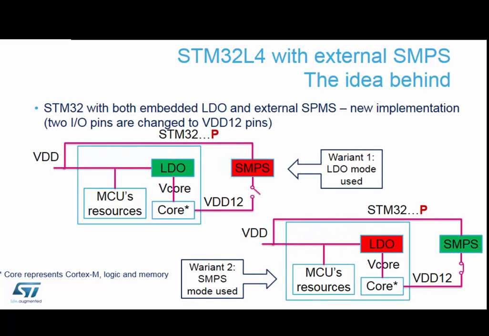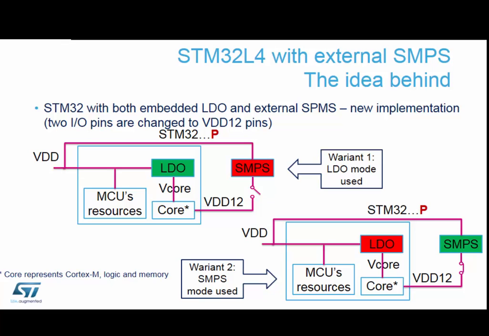So now let's go on and see what the difference is between the standard product and this special P version of the product. You know already that we have two new pins, VDD12, and they can be connected to the SMPS, which is a DC-DC, and the switch as well. When the MCU starts to execute code, it relies on the embedded voltage regulator. So the architecture is the same. Everything which was in the standard product is also present in the P version. We start with the LDO, and then we can decide if we want to use SMPS. We simply enable the SMPS by GPIO. We just set high the right pin, and the DC-DC starts to work. We close the switch, also by using a GPIO, and the voltage is applied to the VDD12 pins.